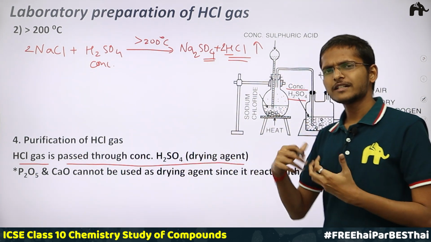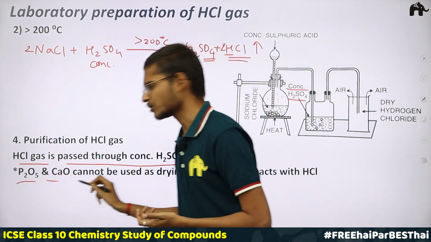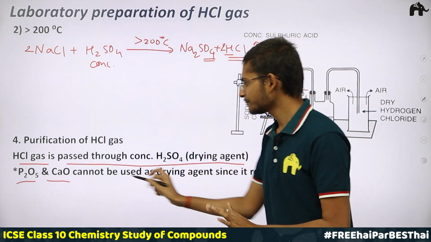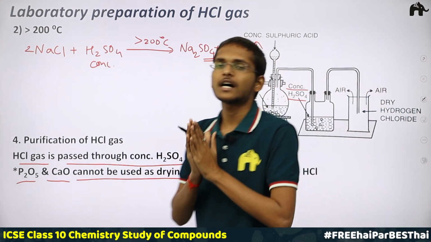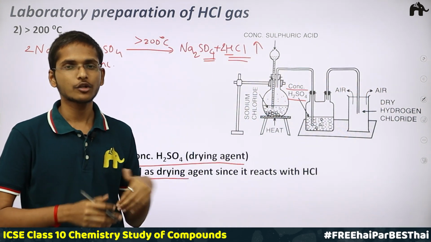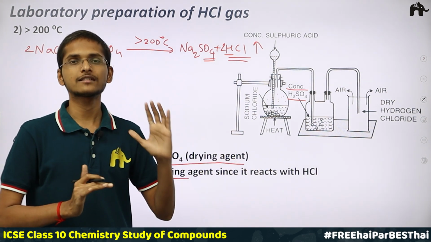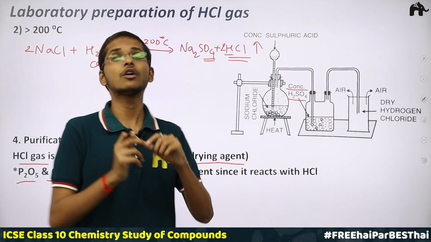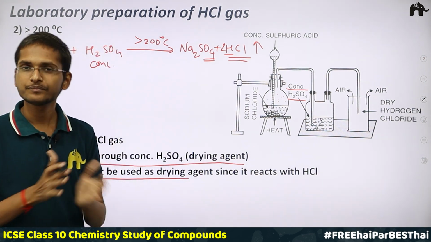Now, other drying agents are also present. It's just for your info. There's phosphorus pentoxide and calcium oxide, but we don't use them, because they themselves react with our HCl gas. If they would react with our HCl gas, they will not dry our HCl gas. We want a reagent which would only dry our HCl gas. It won't react with it. Then only our job would be done, right?